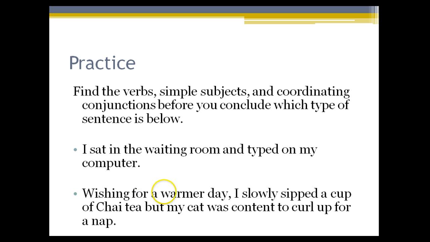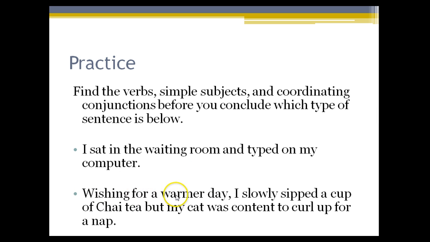Second example. Wishing for a warmer day, I slowly sipped a cup of chai tea, but my cat was content to curl up for a nap. All right, looking at verbs. Wishing might be a verb. Sipped. Was. Curl. Are those verbs? Well, one at a time. Wishing, ing. Ing needs a helping verb in front of it. Do you see it? Nope, first word in a sentence. Therefore, it's something else. It's either a gerund or a participial phrase. Either way, we're not going to worry about it because all we're doing is finding verbs.